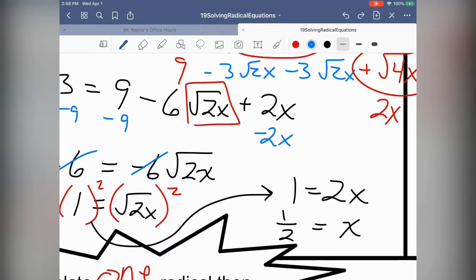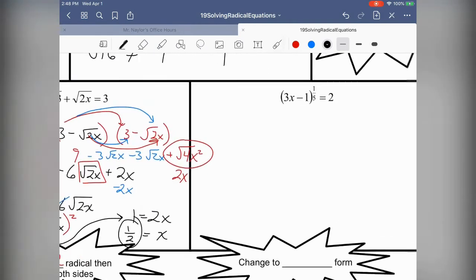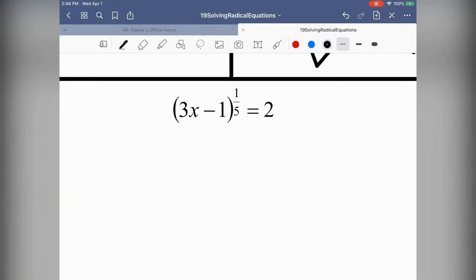Now, I'm going to save you the effort of checking that. I'll tell you that 1/2 does check. It is the correct solution. We got one more problem, and the problem is a rational exponent. Wait, who let the rational exponent in?